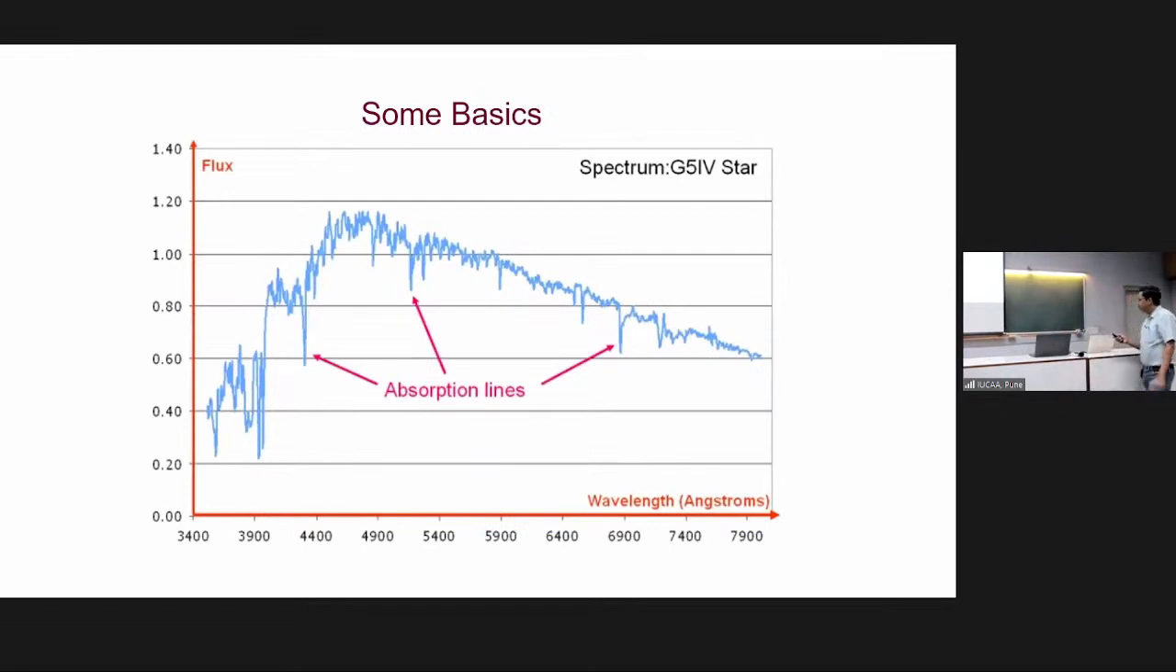So you can see, this is a spectrum of a G5 sun-like star. You can see the black body curve kind of thing. And we have absorption lines. So we are looking at the star, and we are capturing absorption lines. These absorption lines are not due to the interstellar material. These absorption lines are due to the material which is present in the atmosphere of the star itself. Okay. So you can see all these absorption lines.